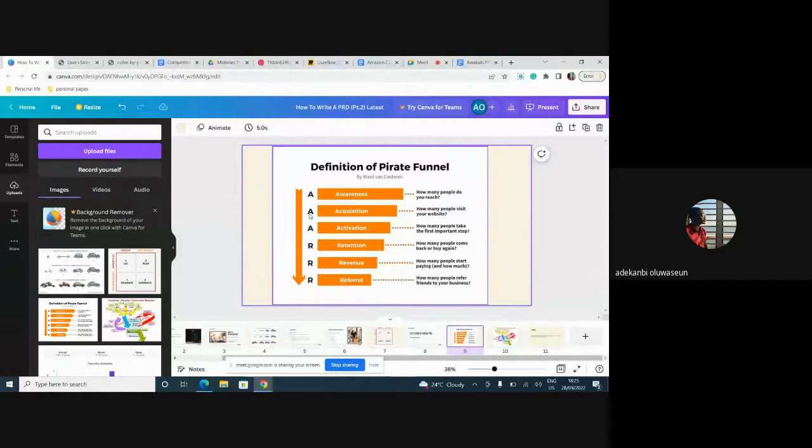So that's what makes you different, right? So awareness, acquisition, activation, retention, revenue, referral, right? So we've talked about awareness, we've talked about acquisition, right? Acquisition refers to how many people come onto the particular landing page. Awareness, you're talking about impressions. Impression is what you measure at the awareness stage. Impression means how many people saw the adverts.